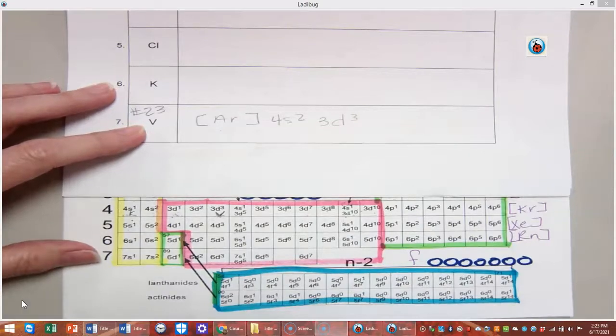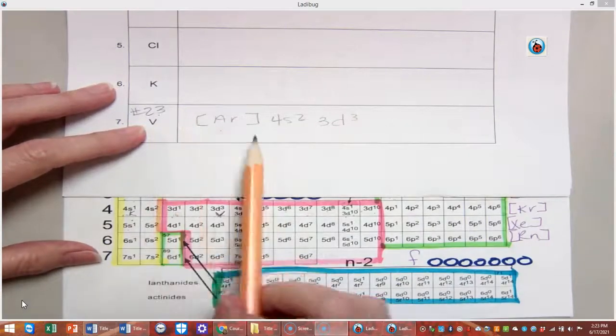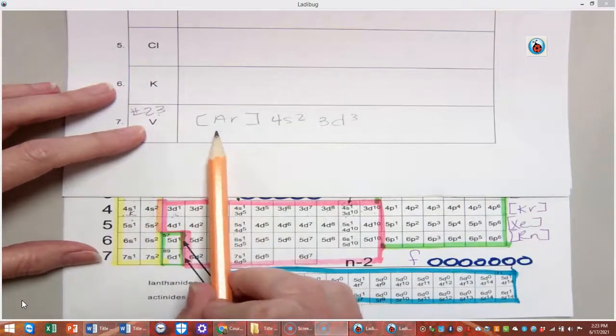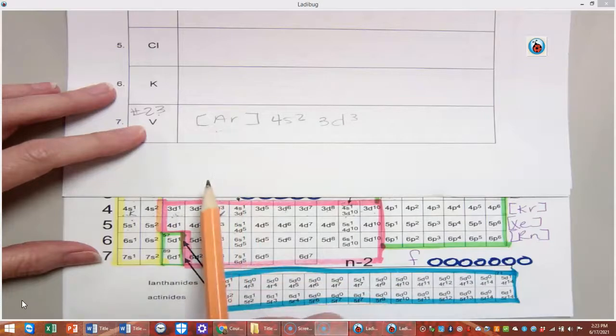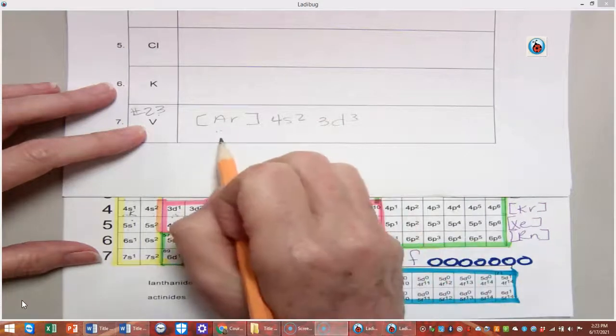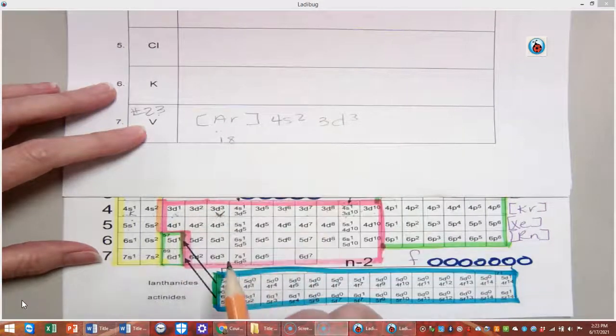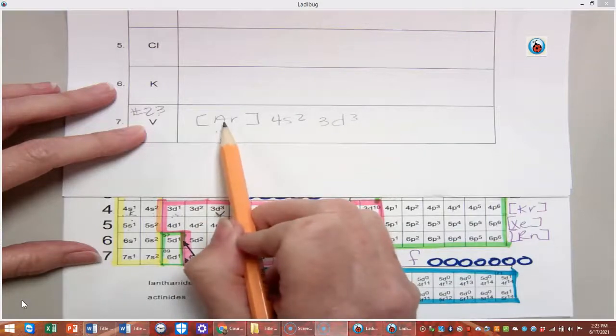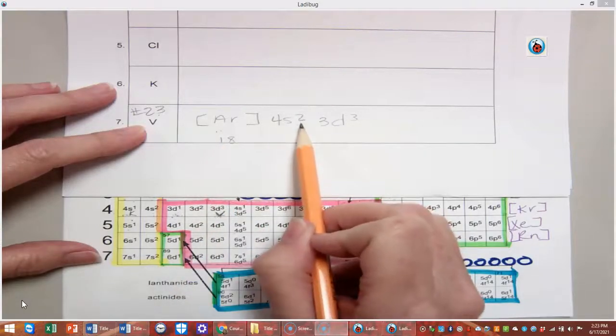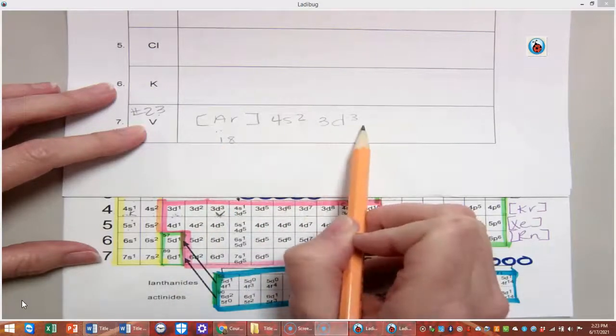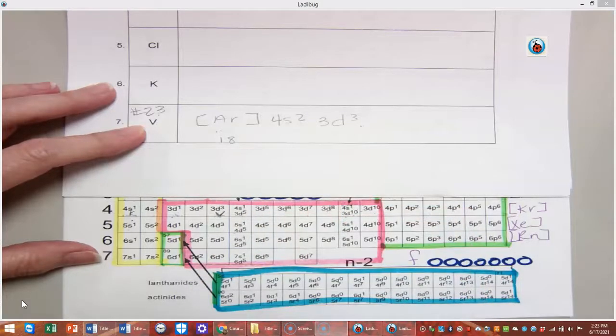When I go to add that up to make sure it equals 23, argon is what number on the periodic table? We'll go back and look, and he is number 18. So he has 18 electrons. This whole thing represents 18 electrons. 19, 20, plus 3 is 23. So there is your shortcut for vanadium.